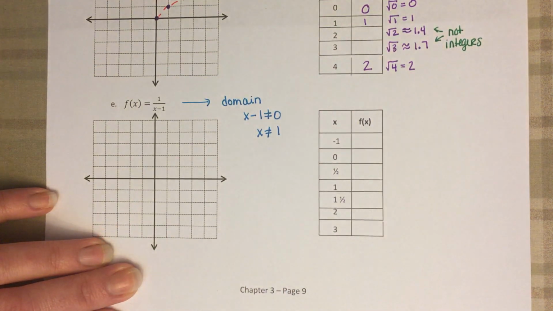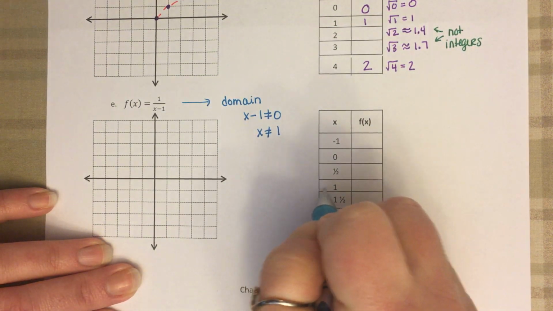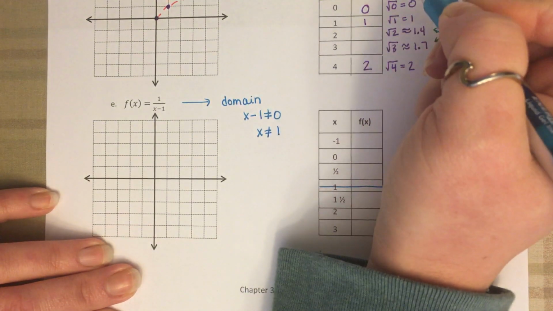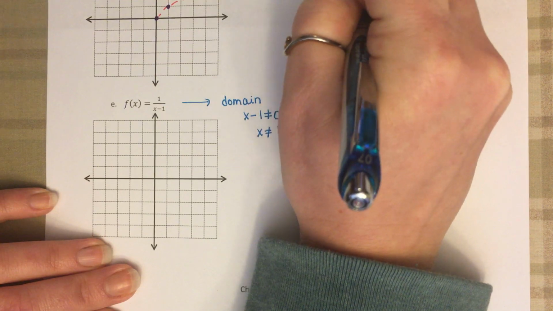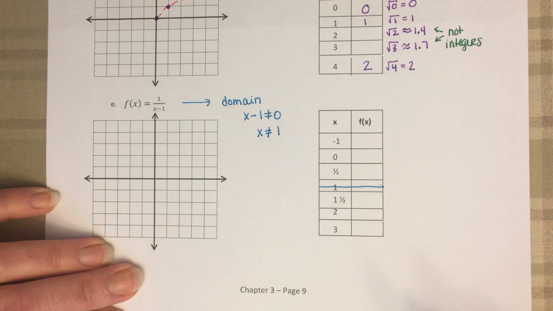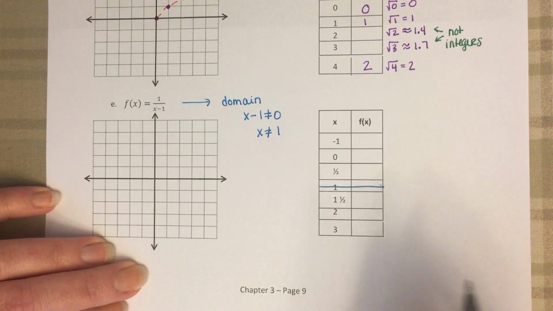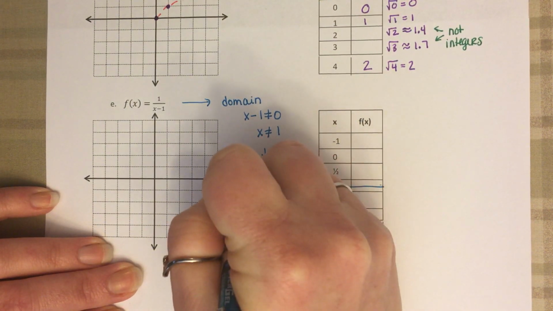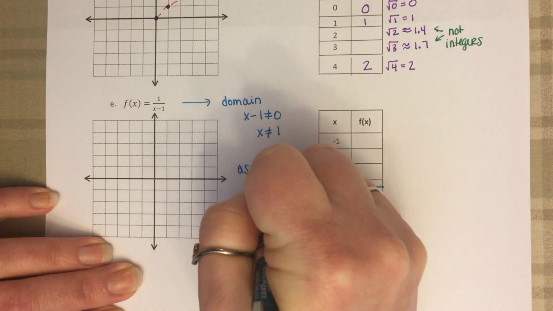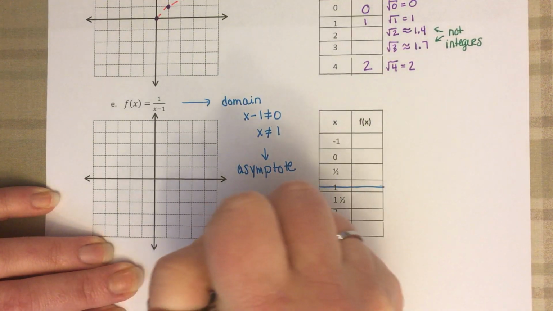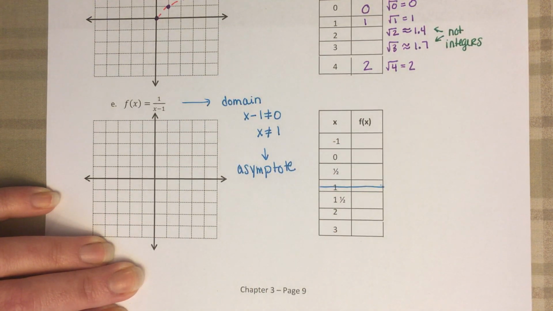So what that means is, looking at our table, we're not going to be able to use our value of x equals 1, just like when we were dealing with our square roots, how we were not able to use our negative numbers. We only got values for some of the things in our table. What's going to happen with our rational function is this value that we have here actually gives us something that we call an asymptote.